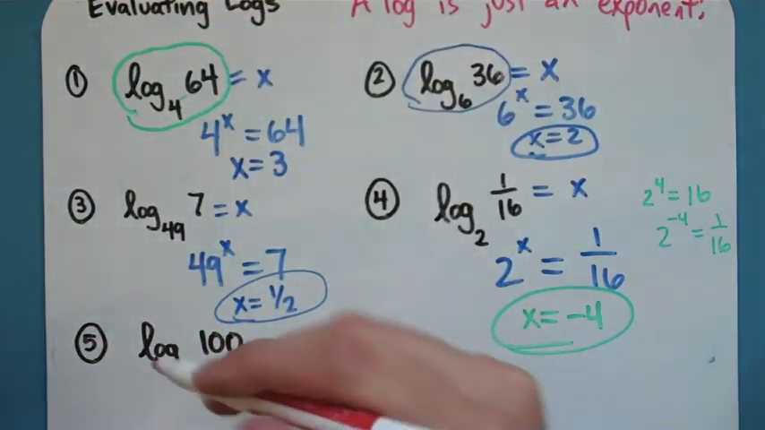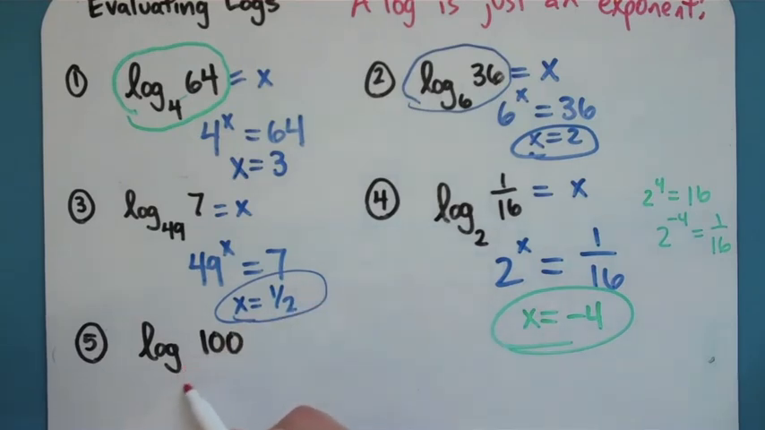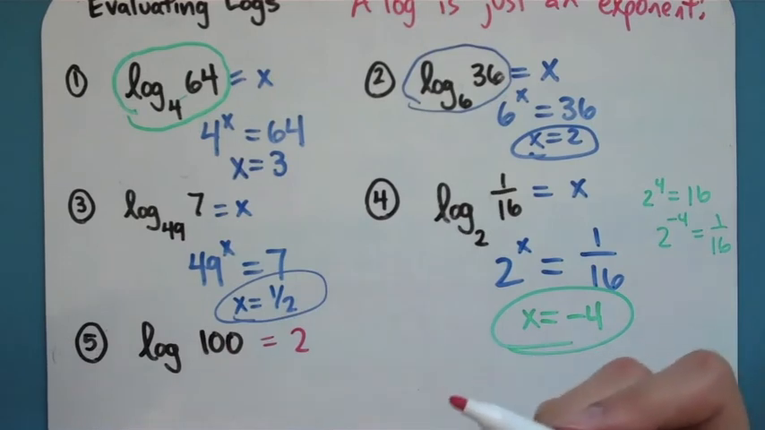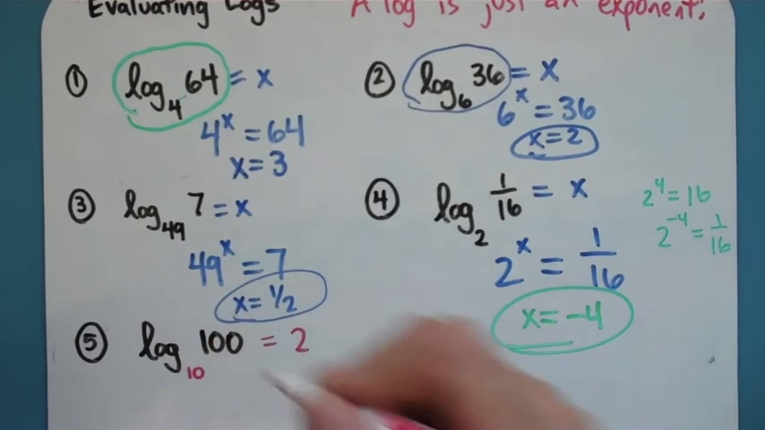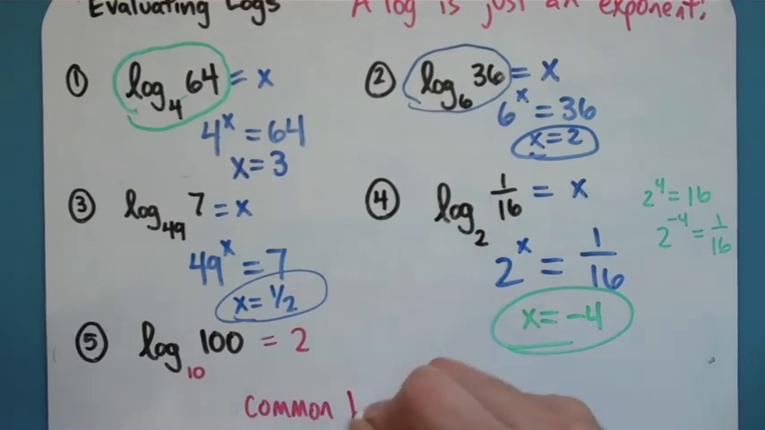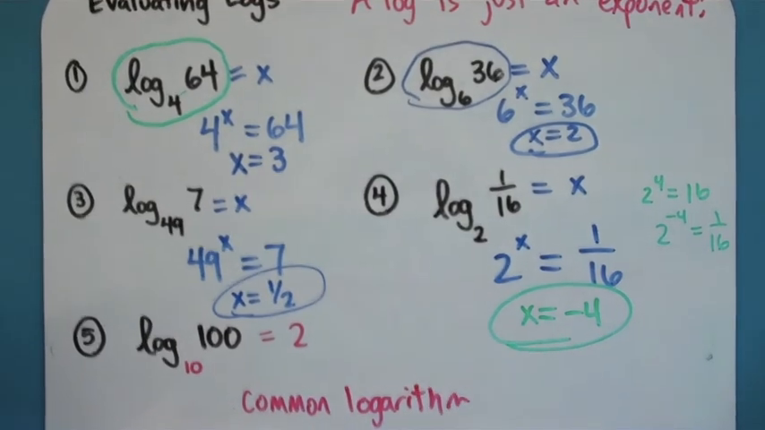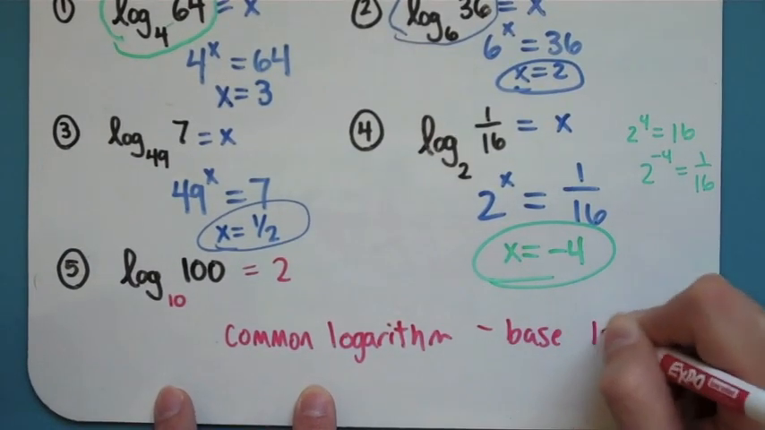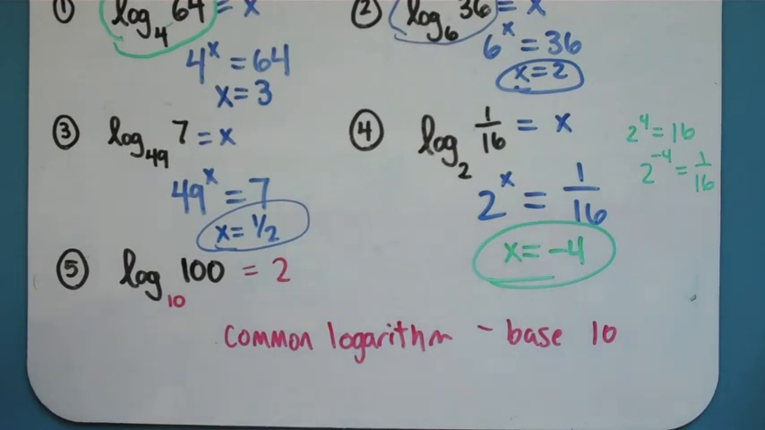So if I were to rewrite this right here, I'm asking myself what number to the second power equals 100? The answer to that is 10. So this is called the common logarithm. It's the default log when you don't write a base. The common logarithm is base 10. So if you don't see a base on a log, it is base 10.